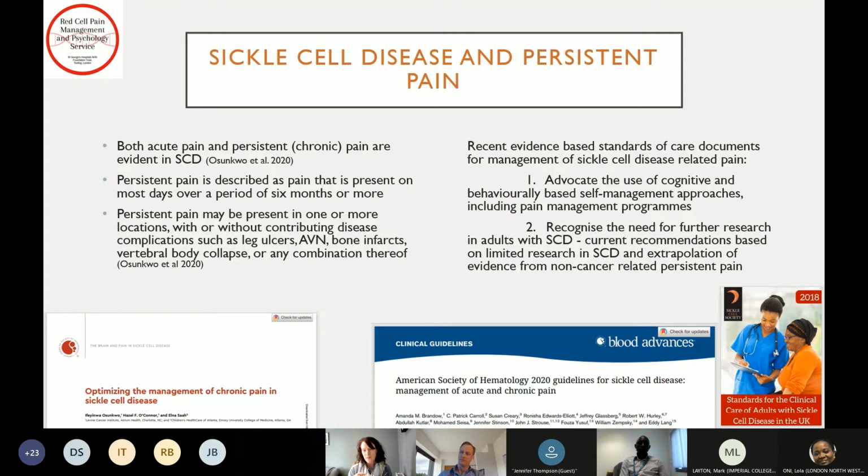Both documents also recognise that there is a need for further research in adults with sickle cell disease, as the evidence that's drawn on in our current guidelines is extrapolated from a very small number of papers, largely looking at pain management approaches in young adults with sickle cell disease, and then most evidence is extrapolated from other non-cancer related persistent pain. So our evidence base specifically in sickle cell for adults is quite small at the moment, but because of the low risk of these approaches and the perceived benefits, they are being advocated.